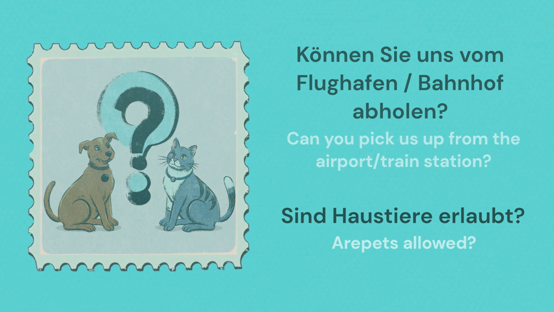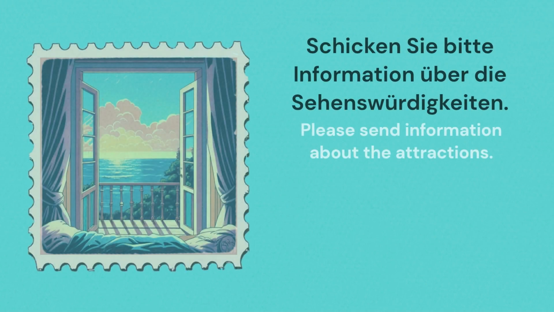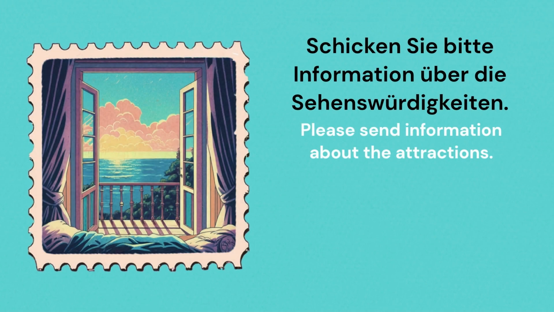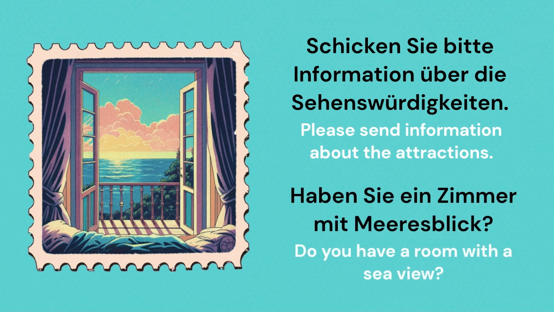You can also ask them to send you some information on the city you're going to visit. Schicken Sie bitte Information über die Sehenswürdigkeiten. You could also ask for a special room. Haben Sie ein Zimmer mit Meeresblick? Now let's look at a few examples.